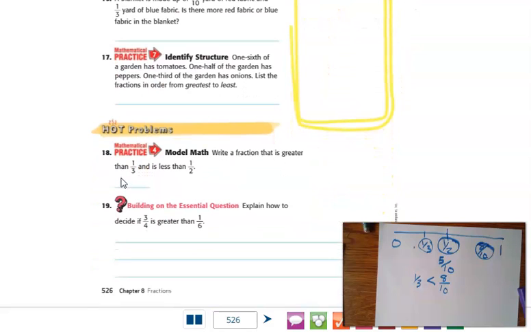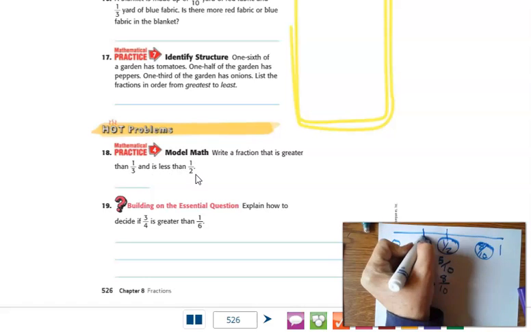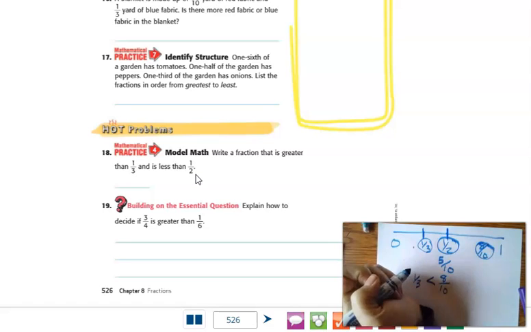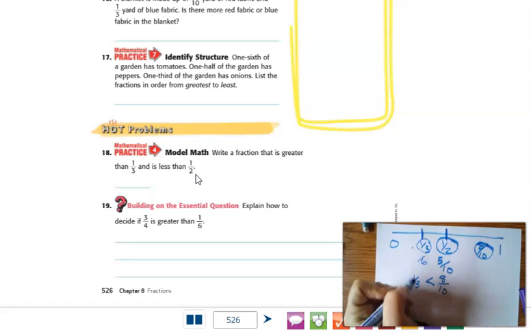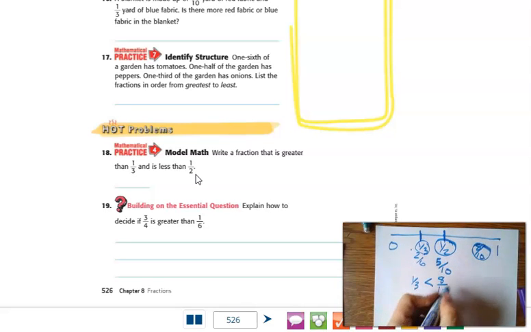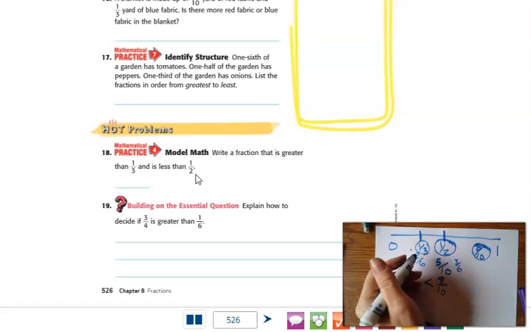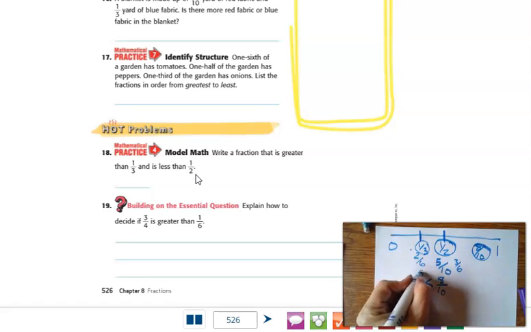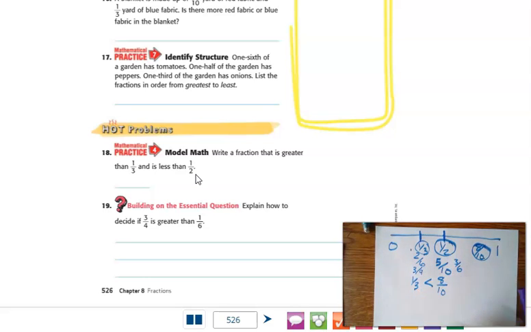Write a fraction that is greater than 1/3 and less than a half. So something that's going to be in between this and this. So think of, maybe you can go to sixths. 1/3 would be 2/6. 1/2 would be 3/6. What's going to be in between those? Nothing is going to be in between those, so you're going to have to go even farther. Maybe 9ths. 1/3 would be 3/9. Okay, find something that is in between 1/3 and 1/2.